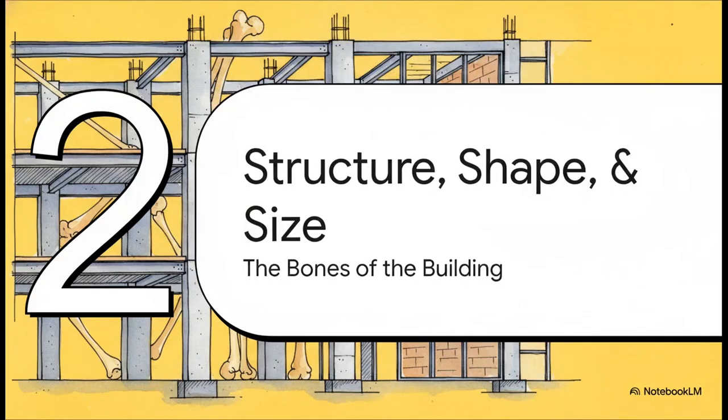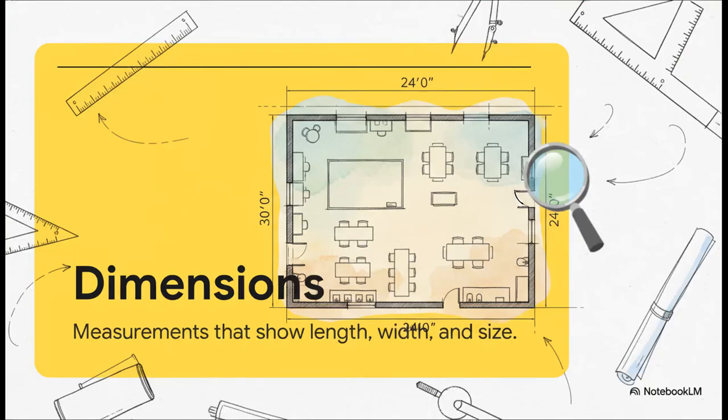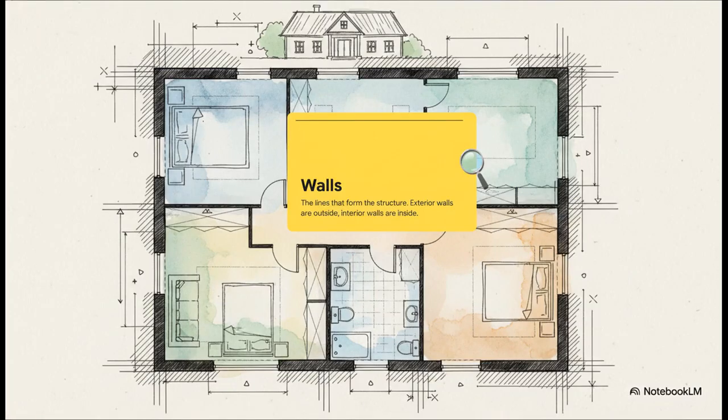All right, let's get into the structure. We're talking about the skeleton of the building, the elements that give it its shape and its strength. One of the first things you'll probably notice are all these numbers along the sides. These are the dimensions. They're the measurements that tell you the real-world size of the space. So right here, you can see this classroom is 30 feet long and 24 feet wide. See? Simple as that.